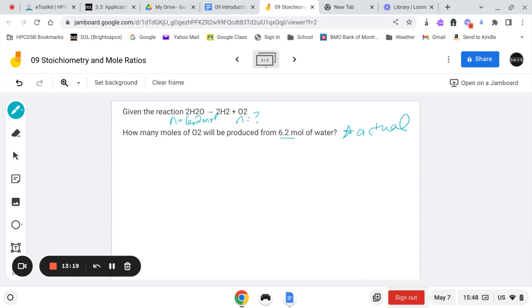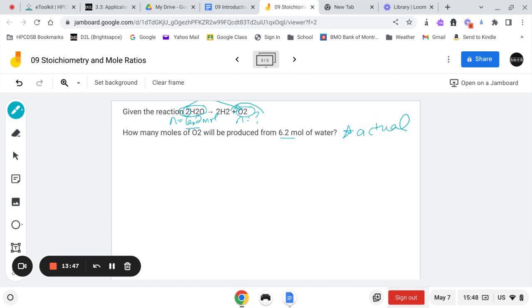And we notice the fixed coefficients. So if I had 2 moles of water right here, I would make 1 mole of oxygen. Well, I don't have 2 moles, I have 6.2. So how many oxygen molecules will I make? Well, it's still a 2-to-1 ratio. It's still a 2-to-1 ratio, but we're going to set up our little mole ratio that I taught you to help you out with that.